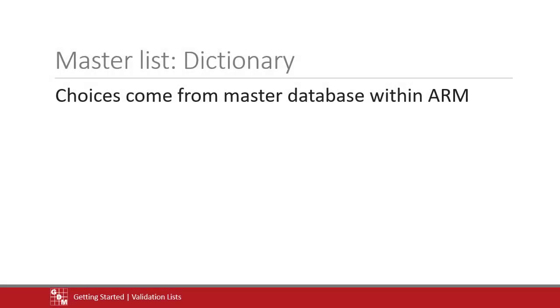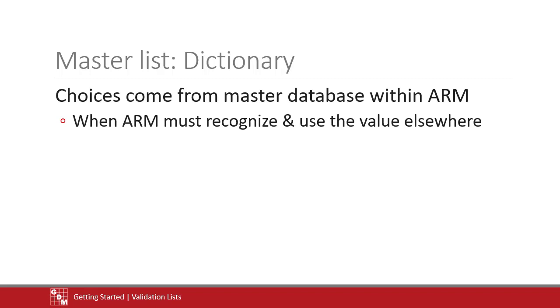The first type of list we will look at is a master list dictionary. The items in the list come from the master database within ARM and cannot be changed by just anyone. These lists are used when ARM must recognize the value to use somewhere else in the program.